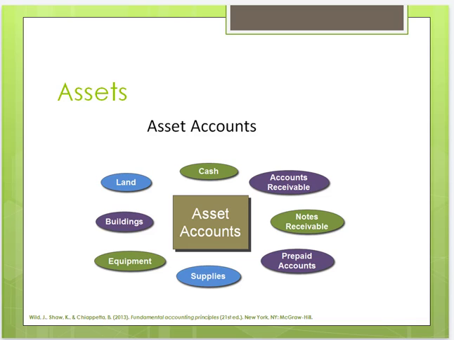Some other common asset accounts are going to be accounts receivable. Accounts receivable is simply the monies owed to us by customers for goods or services provided. Prepaid accounts. These could be prepaid expenses such as rent or insurance. Supplies. Supplies are generally the supplies that are just used in the daily operations of the business.